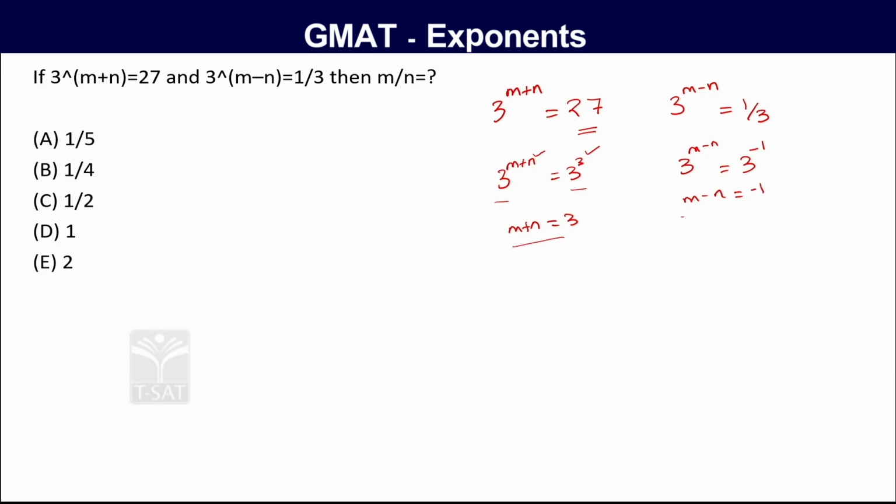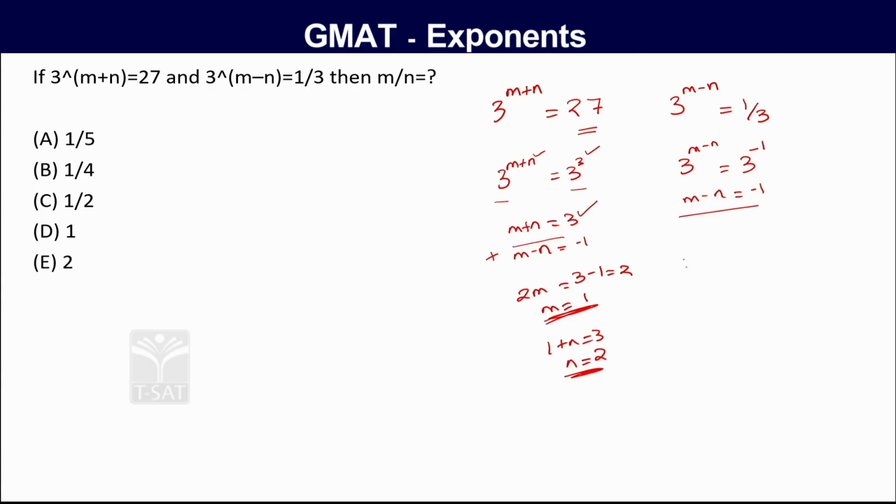We have 2 equations and 2 unknowns. So m plus n is 3, and m minus n is equal to minus 1. When you add both of these equations, you will get 2m is equal to 3 minus 1, that is 2. So therefore m is equal to 1. And n: you substitute m equal to 1 in this equation, you will get 1 plus n is 3, so n is equal to 2.